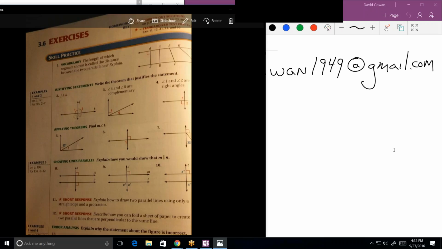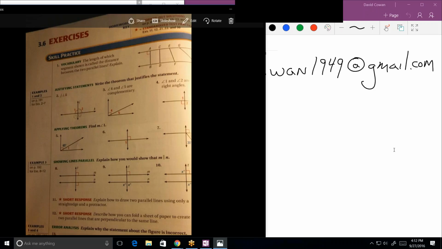Which segment shows the distance between those two parallel lines? Segment AB. When it's asking for the distance between the two lines, there could be any different distances, but no, not really. Well, no, what they mean is the shortest. They mean the shortest distance.